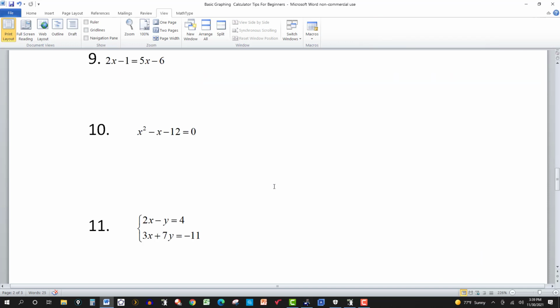Now, the next one is a system of equations. 2x minus y equals 4. 3x plus 7y is equal to negative 11. This is a system. They represent lines. So on the 84, I could get the solution to this one, but I would have to graph, or I would have to use matrices. So I can work this out on the TI-84 several ways. But first I'm going to do it on the 89.